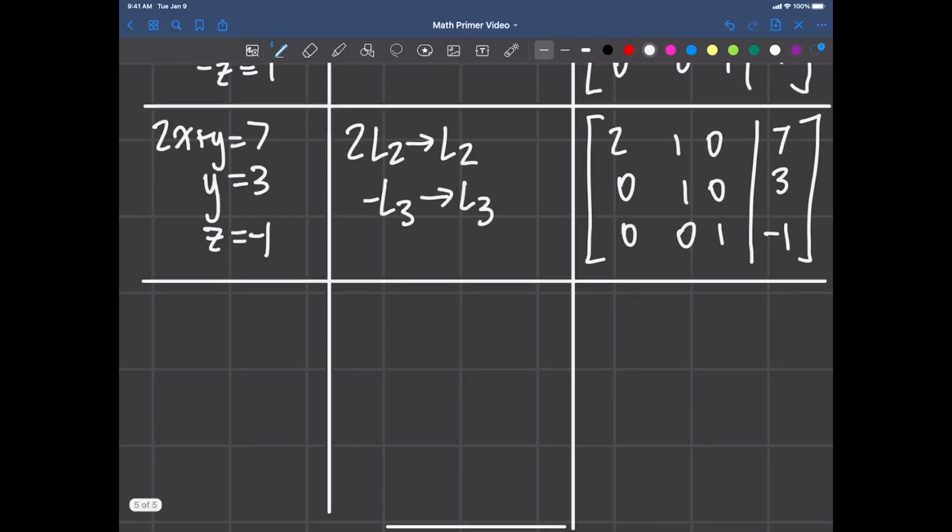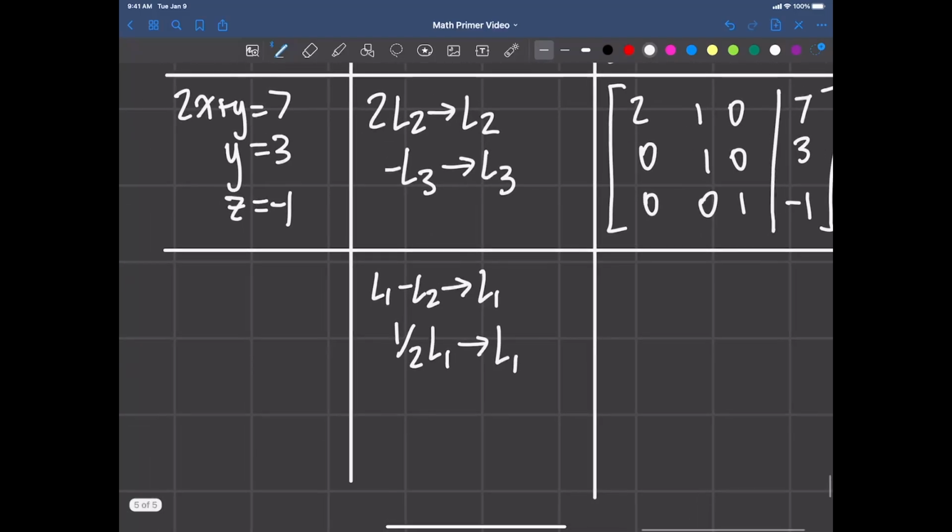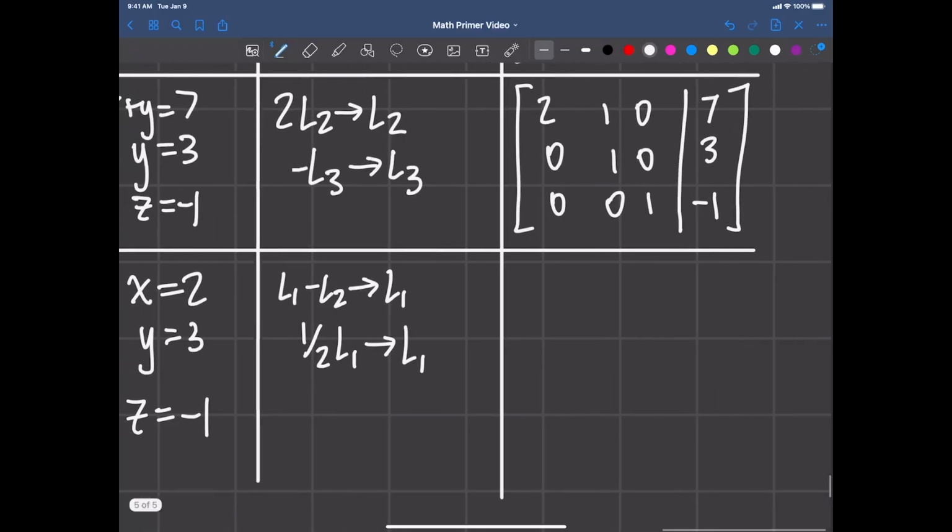Now finally, L1 minus L2, let's apply that to row 1. 1/2 of row 1, apply that to row 1. We're kind of combining two operations here. And that makes x equals 2, y equals 3, and z equals negative 1. And to demonstrate with the matrix, we get 1, 0, 0. We get the identity matrix.